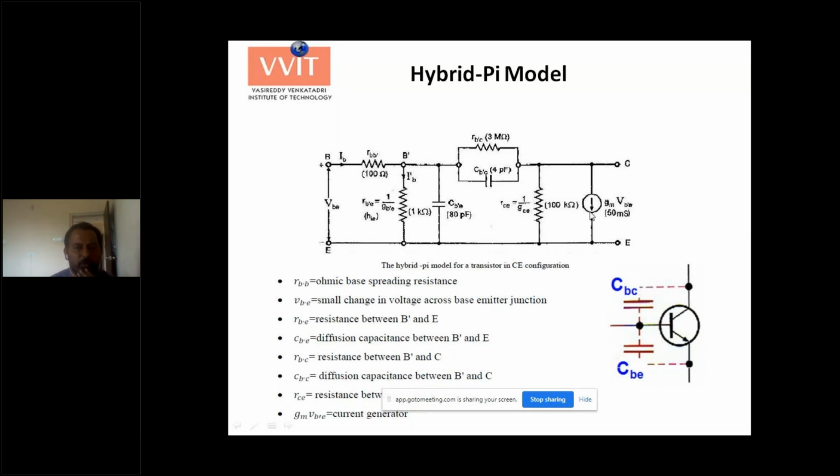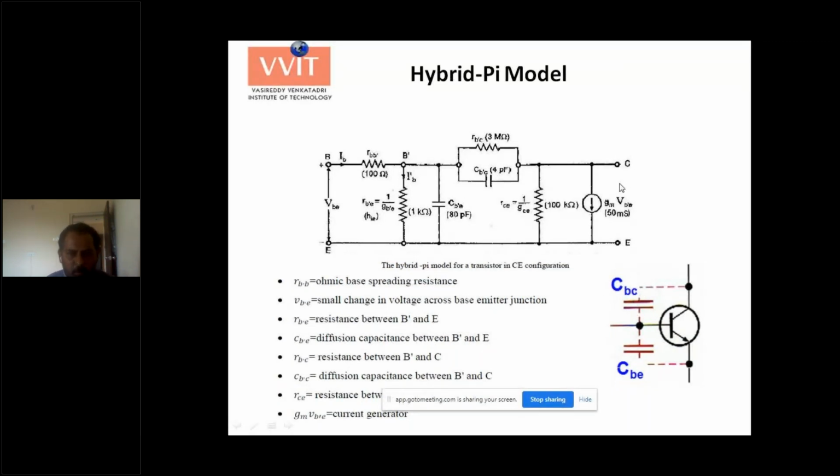Fine. Apart from these four resistors, we have two capacitors. In simple terms, this CB'C is the capacitance of the reverse biased collector junction, the collector base junction. Usually it will be very small, a few picofarads to 100 picofarads. And then this capacitor CB'E will be the capacitance of the forward biased emitter base junction. Its value will be some nanofarads to a few picofarads. So it will be usually high. This capacitance will be high compared to CB'C.